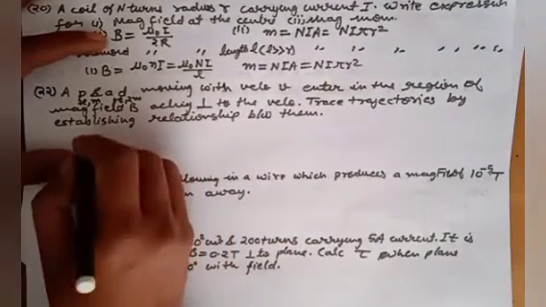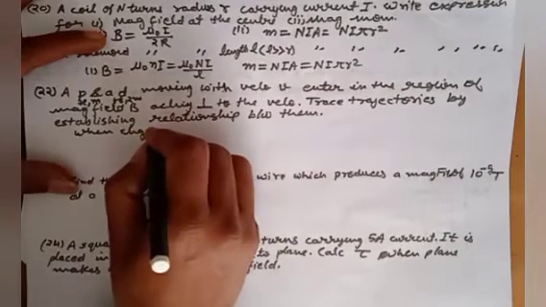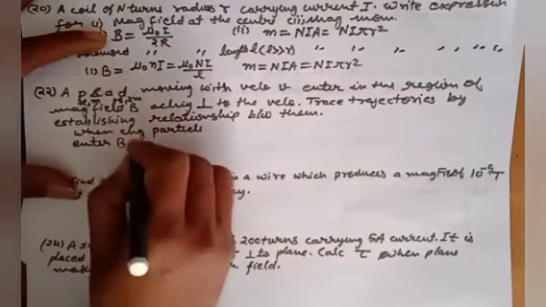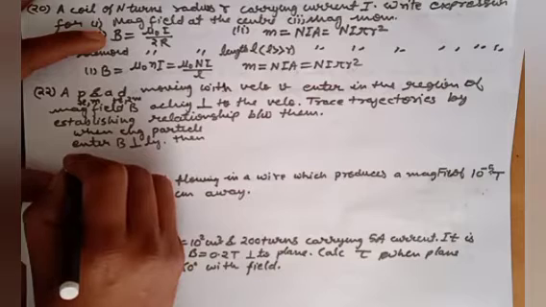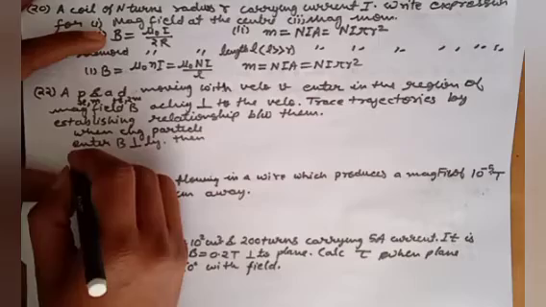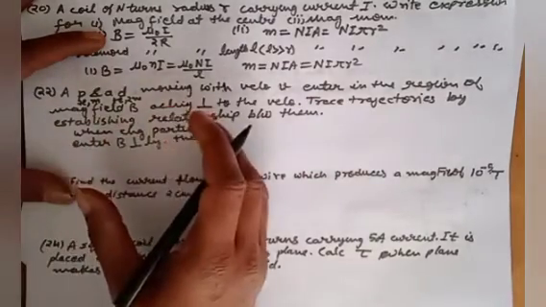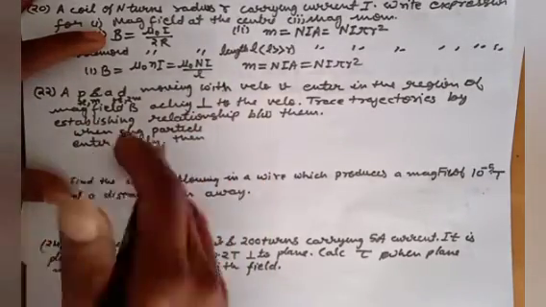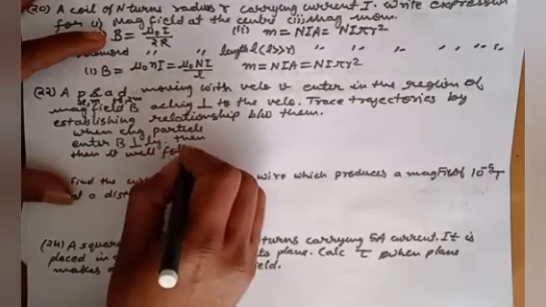Trace trajectories by establishing a relationship between them. So first, what we will do: when a charged particle enters a magnetic field perpendicularly, it follows a curved path. If the magnetic field is large enough, adequate, then it will perform circular motion. So I'm directly pointing this toward circular motion. Then it will follow a circular path.